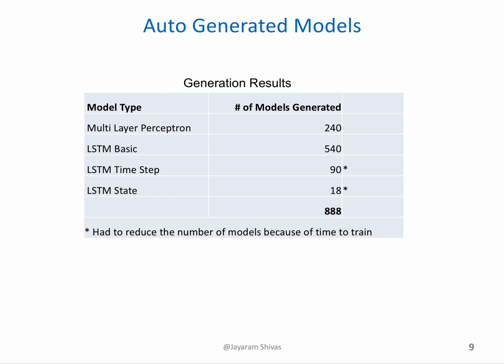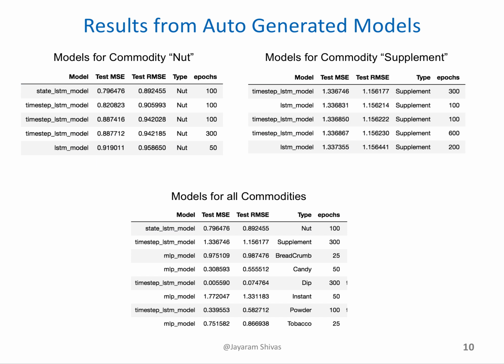But the advantage of using this was, once the models were generated, they were saved. The best model for the commodity could be used. And once we had that, and then looked at the performance metrics of those commodities, we could then reuse those saved models in an end use application.